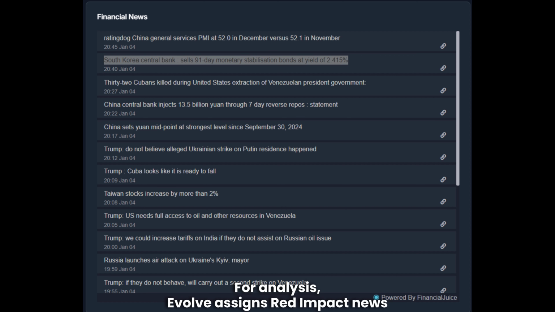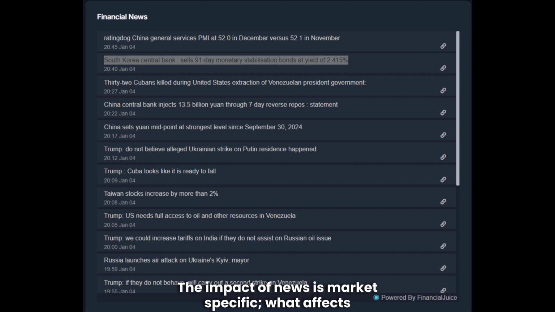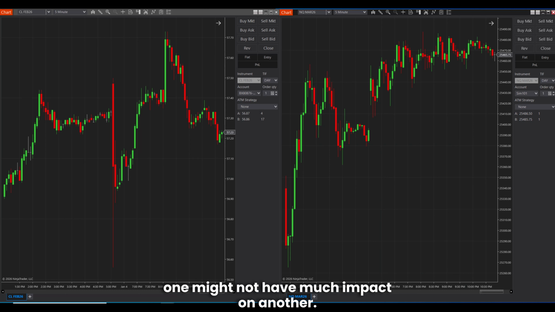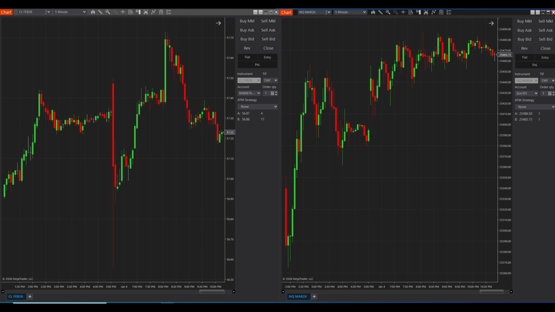For analysis, Evolve assigns Red Impact News a higher weight than other news when deciding whether to trade or not. The impact of news is market-specific. What affects one might not have much impact on another. If we look at this chart for oil, you can see that the operation in Venezuela had a large impact at 6 p.m. on Sunday when the market enabled trading. However, at the same time on NQ, it did not have as large of an impact.